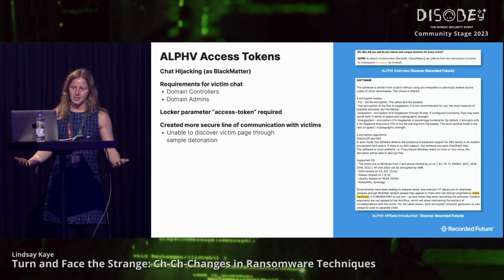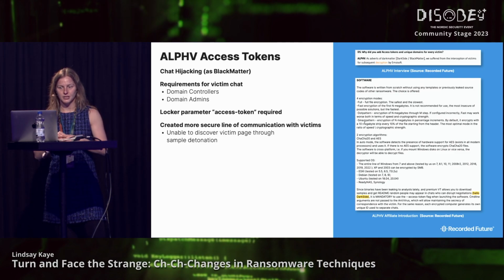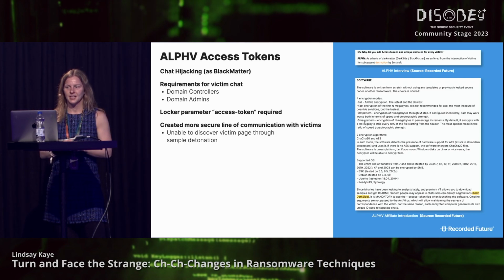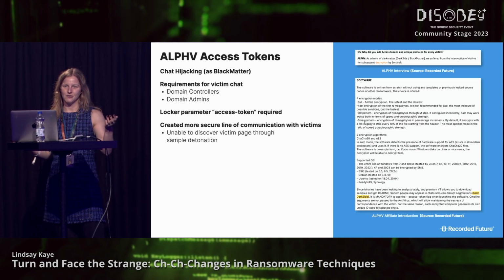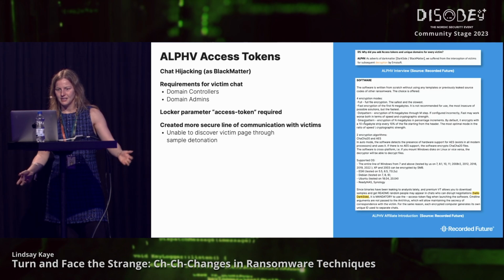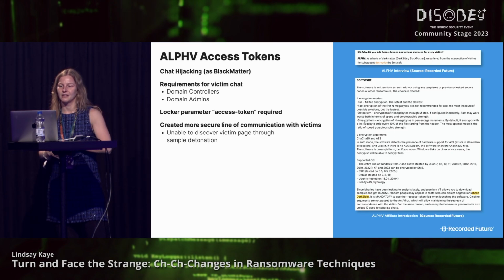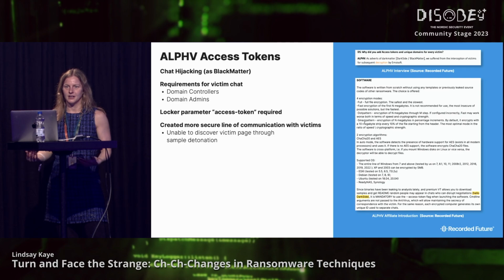After that group disbanded and they became Alpha, they built a locker to require something called the access token. This is generated at build time, and it is used to generate the proper chat link so that only the victim who is intended to be in it has it. So if you find this random sample on VirusTotal and try to run it with another access token, you'll generate something, but it won't be the right link. Ultimately, this creates a more secure line of communication with their victims in order to prevent an incident like that happening again.